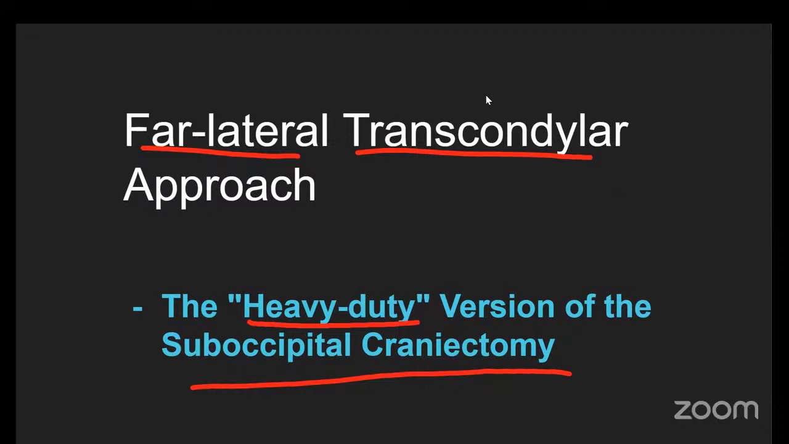So this is a heavy duty version of the suboccipital craniectomy. Why? Because we are taking some portion of the foramen magnum. We are also taking out some portion of the condyle. So you are all with me so far? Let me change my slide. This is a comparison.